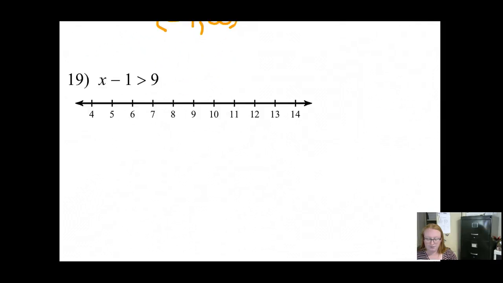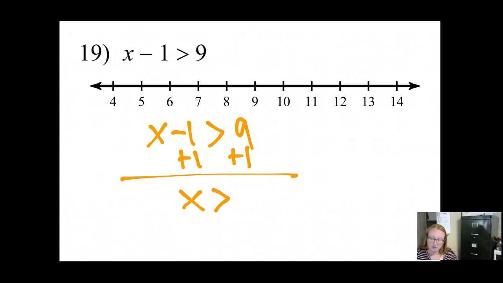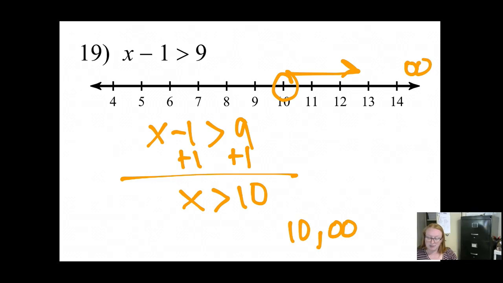I'm going to do 19. So I'm going to rewrite this. I'm going to add 1 to both sides. I get x is greater than 10. So I go ahead, I put my dot on the graph at 10. It's an open dot. I send it to the right. So it goes on and on to infinity. So I get 10 to infinity. I have a parenthesis on 10 and a parenthesis on infinity. Notice I gave you a little less help there.